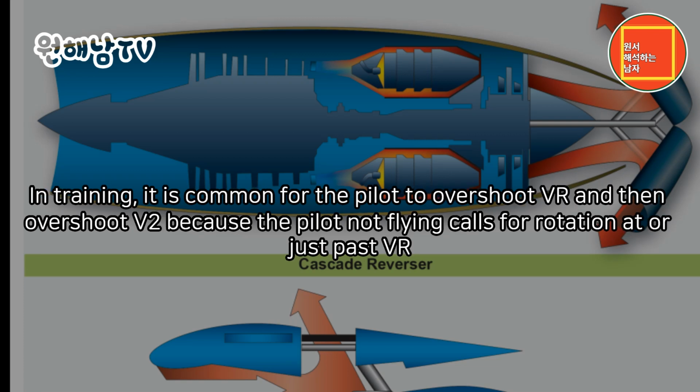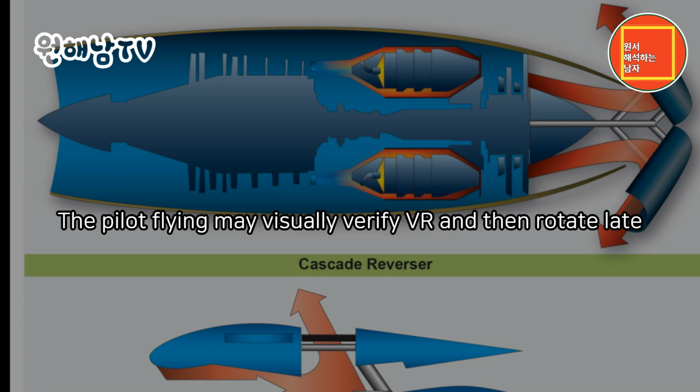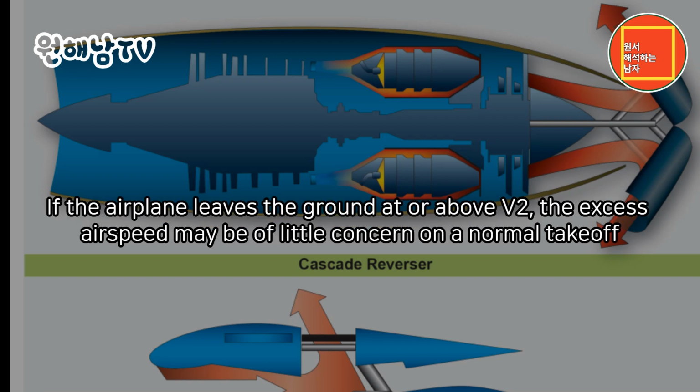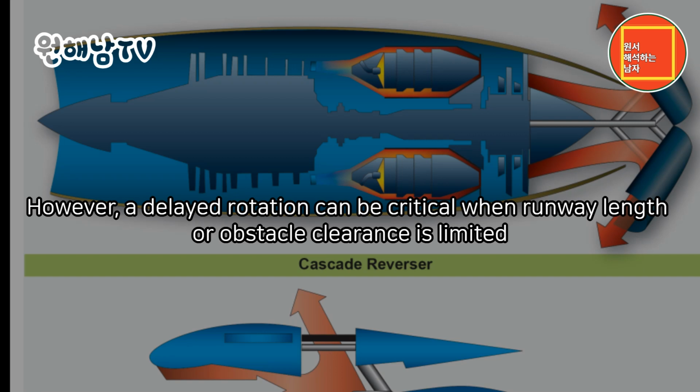In training, it is common for the pilot to overshoot VR and then overshoot V2 because the pilot not flying calls for rotation at or just past VR. The pilot flying may visually verify VR and then rotate late. If the airplane leaves the ground at or above V2, the excess airspeed may be of little concern on a normal takeoff. However, a delayed rotation can be critical when runway length or obstacle clearance is limited.